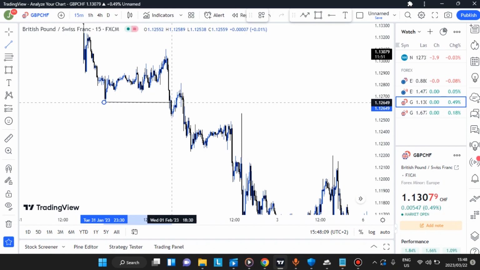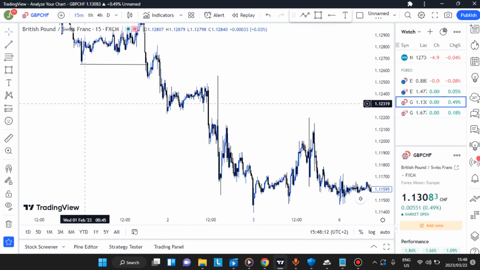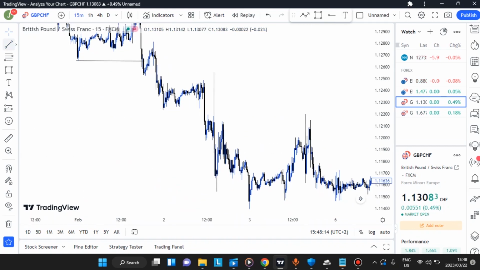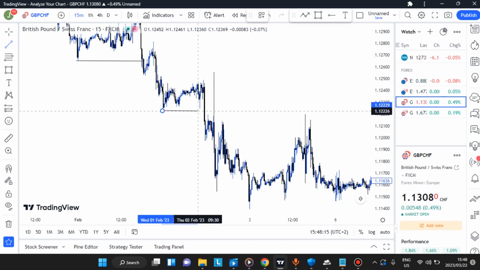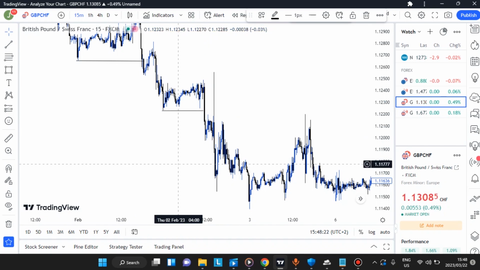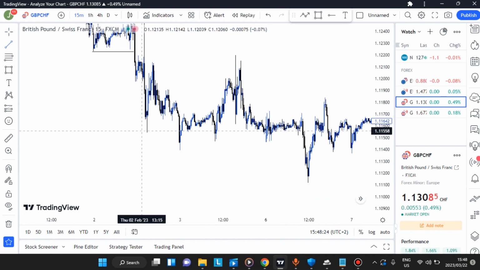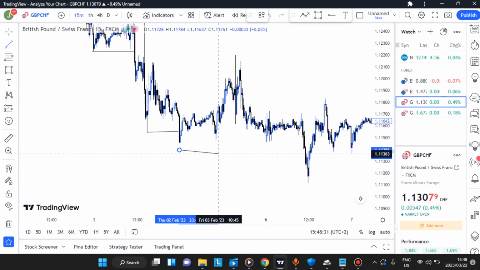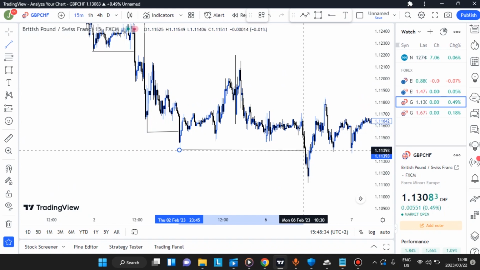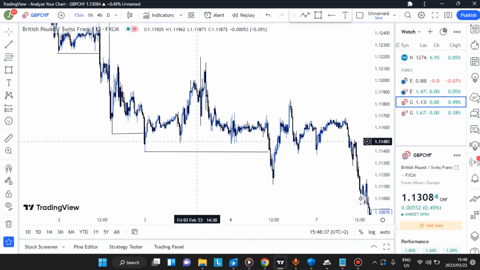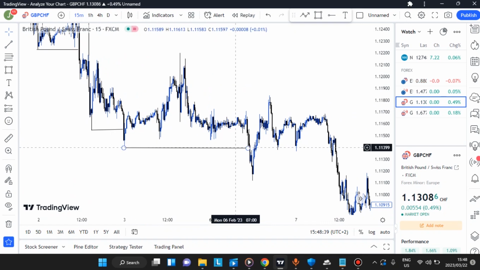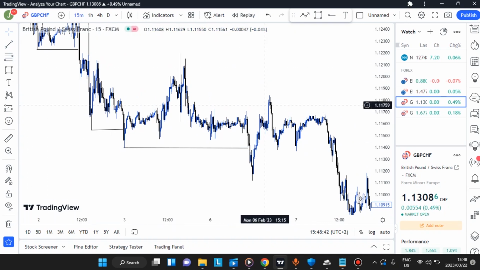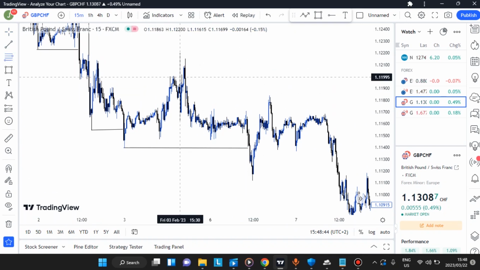If you don't know anything about BOS, be sure to check some of my videos. I've made tons of videos talking about BOS, break of structures. This is also a break of structure to the downside. We also have a break of structure here, and then another break of structure here, another break of structure here, and after that break of structure, obviously you can see this perfect trade you could have taken from this order block here.